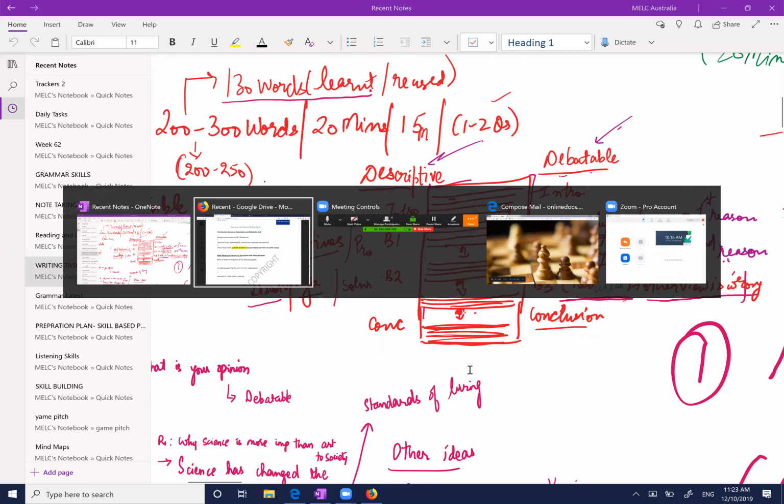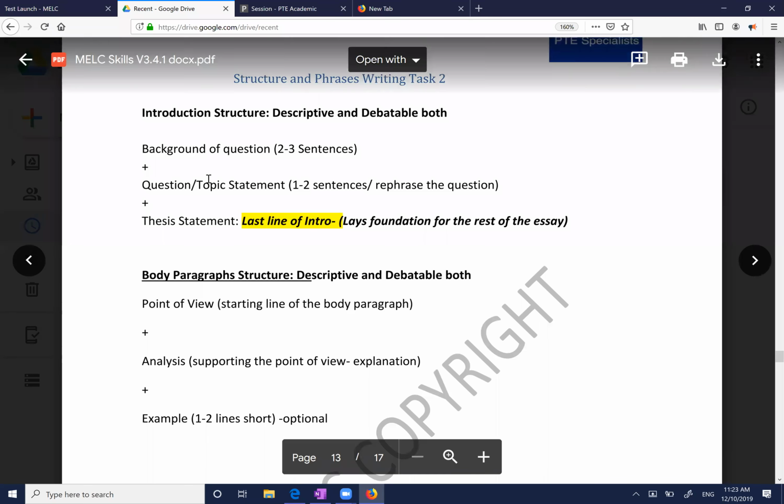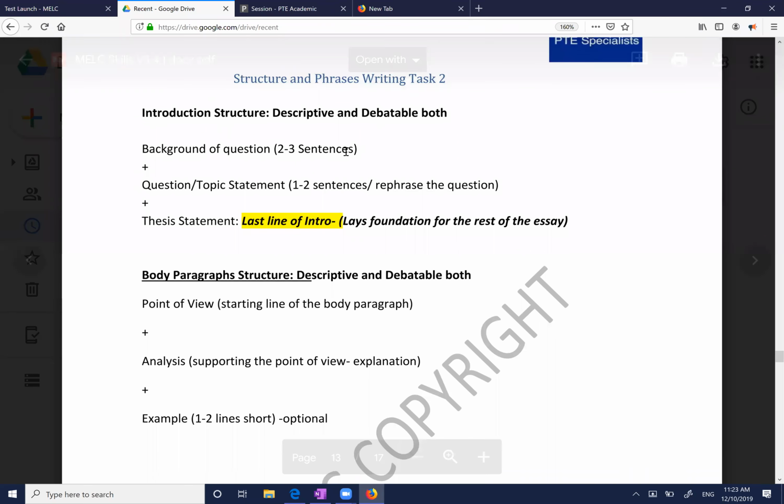All right. Now we go to the skills part. The structure of an introduction looks like this: 2 to 3 sentences of background, 1 or 2 sentences about the essay topic, and a thesis statement, the last line of the introduction, saying what you are going to write in the essay. This is important. Whatever you write in the thesis statement, the computer checks that information. So if you have written here, I'm going to talk about positive and negative, throughout the essay the computer will be looking at positives and negatives.